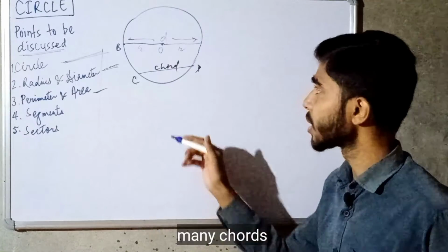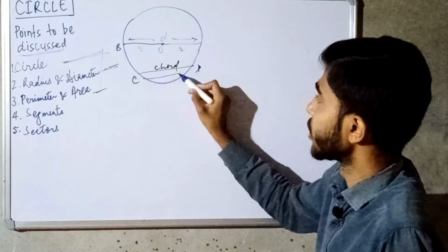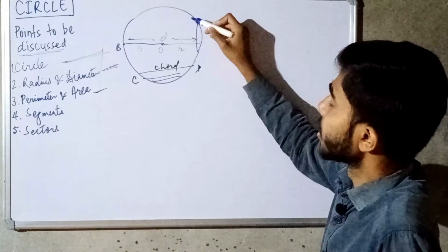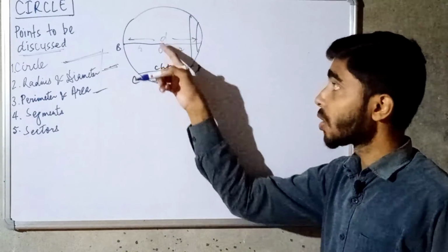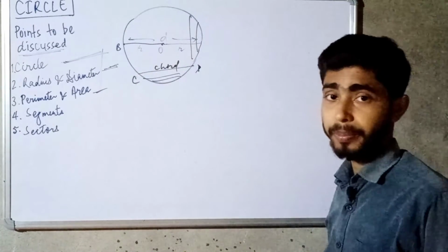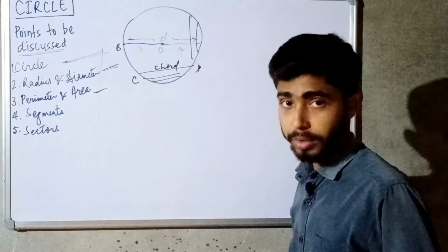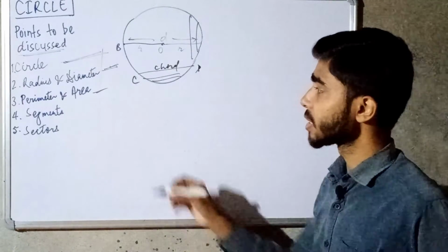And there are many chords that can be drawn in the circle, and the largest chord is the diameter, which passes through the center of the circle. Now we will discuss the segments.